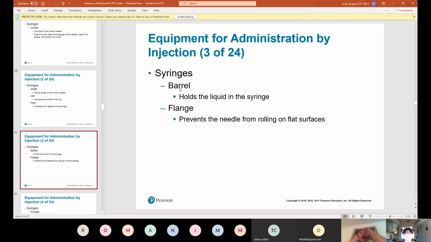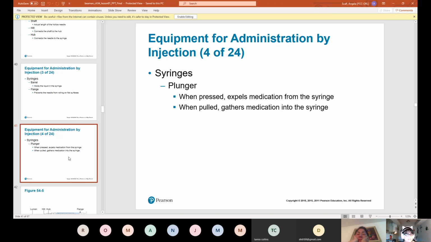Now, for the syringe, the barrel is the area that holds the liquid or the medication. And then the flange is the little part that sticks out, and it prevents the syringe from rolling around when you set it down and rolling off the table. And then you have the plunger. The plunger, when it's pressed, is what expels the medication, but the plunger, when pulled, is what gathers or brings in the medication to the syringe.